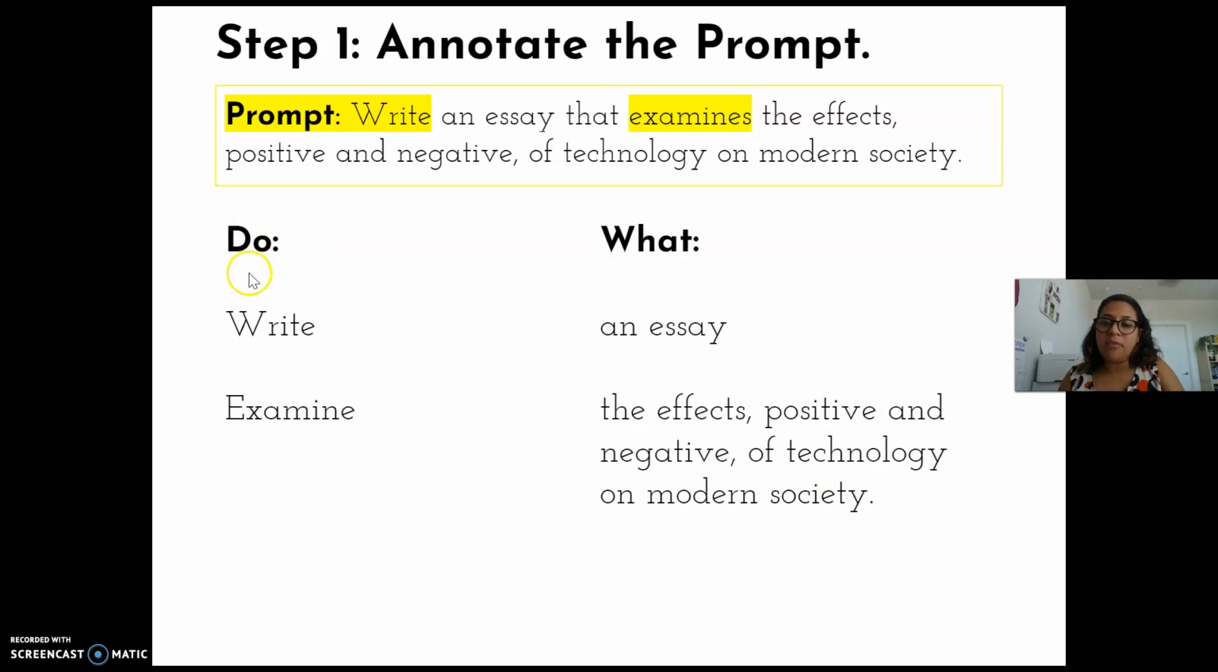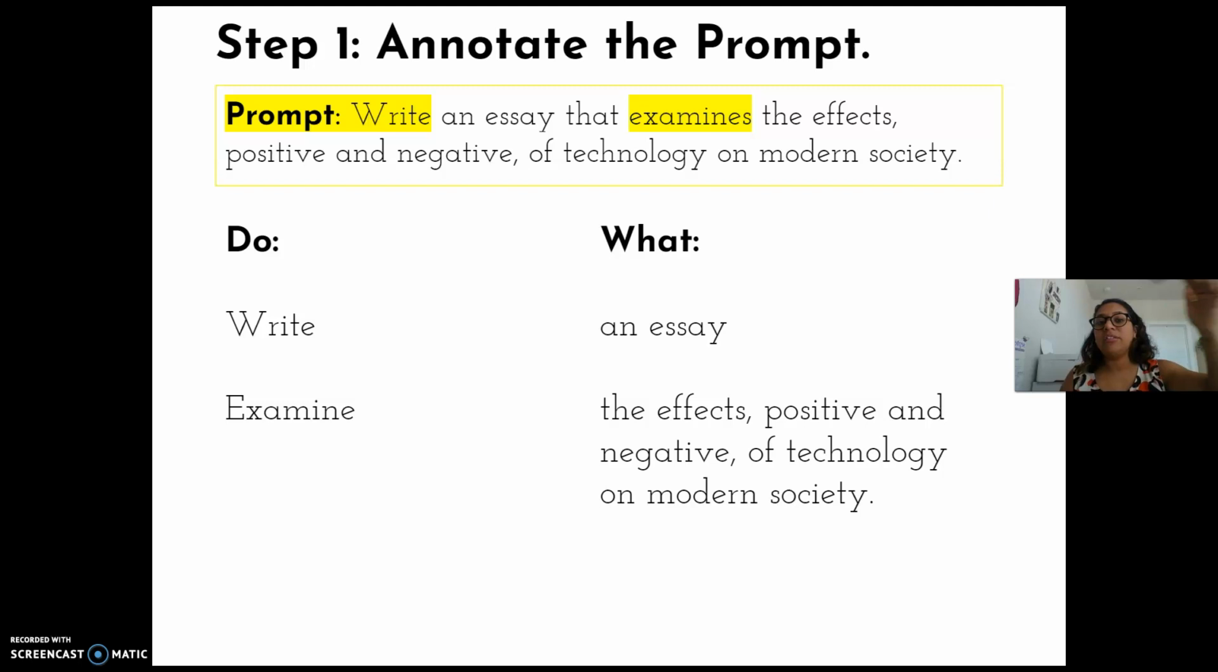And then I want to look at it together. So first off, what am I doing? I'm writing what? An essay. This is important because I can't tell you how many times I've told students to write a paragraph and they've written me 1 to 2 sentences. We know that that is not a paragraph. If the assignment is to write an essay, you need to think in your head, okay, that means I need to have an introduction, body paragraphs, and a conclusion.